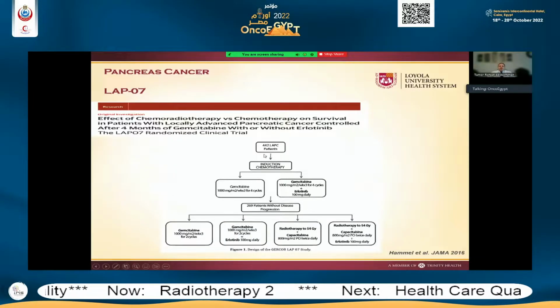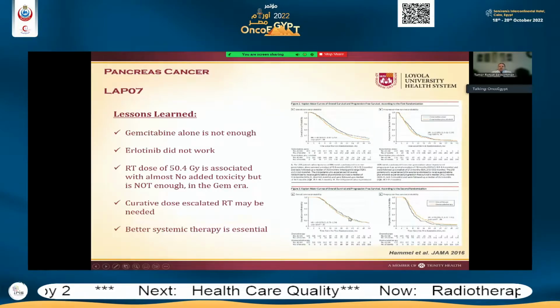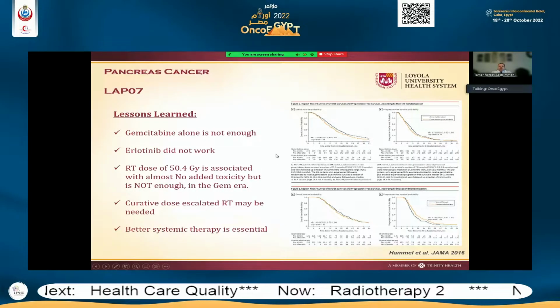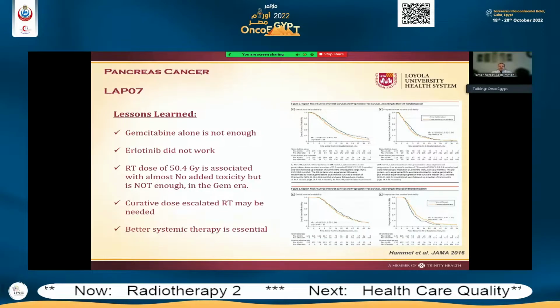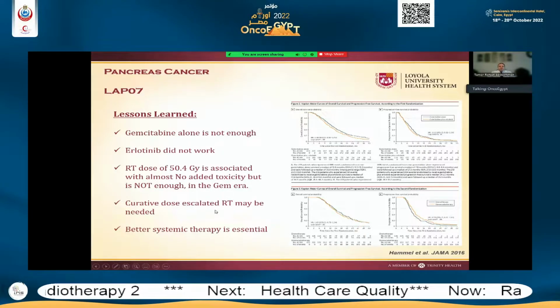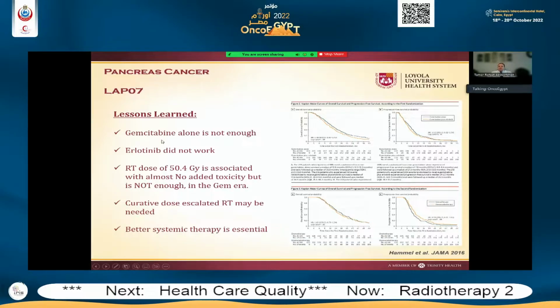The LAP07 study was a prospective 2 by 2 study, comparing gem to gem plus erlotinib, and then adding radiation or no radiation. While the study was a negative study, it showed that gemcitabine alone is not enough. Erlotinib did not work. Radiation therapy at a conventional dose of 50.4 did not result in significant toxicity, but did not add much either in the gem era. Curative doses of escalated radiation might be needed, and definitely there was a need for systemic therapy that works better than gemcitabine.